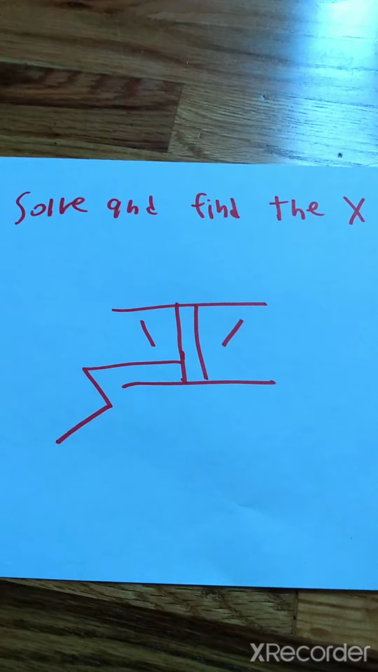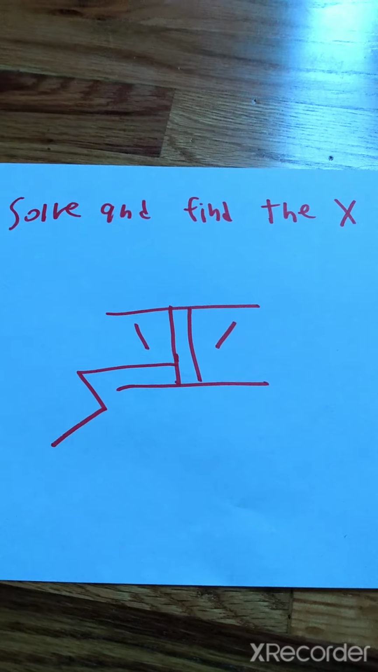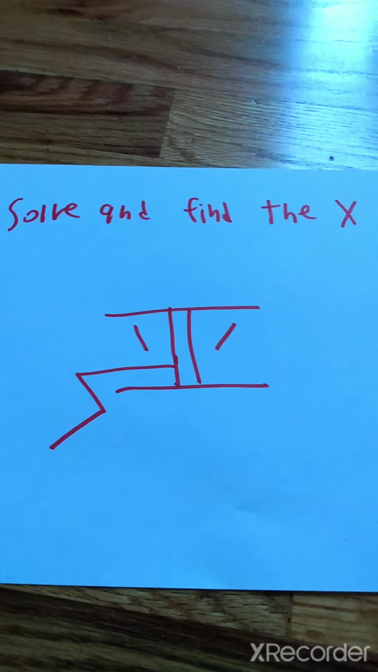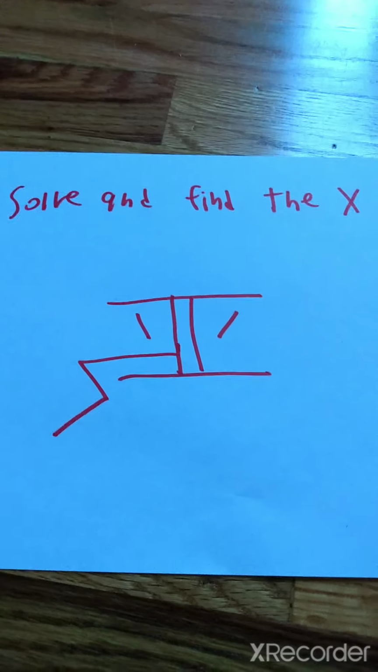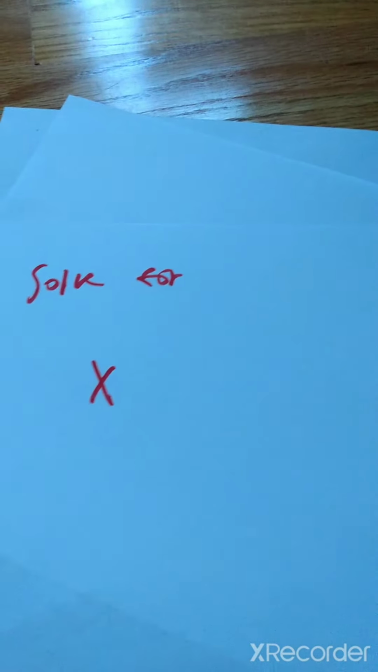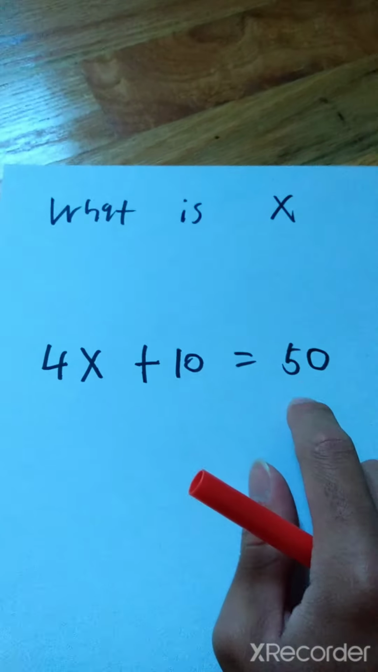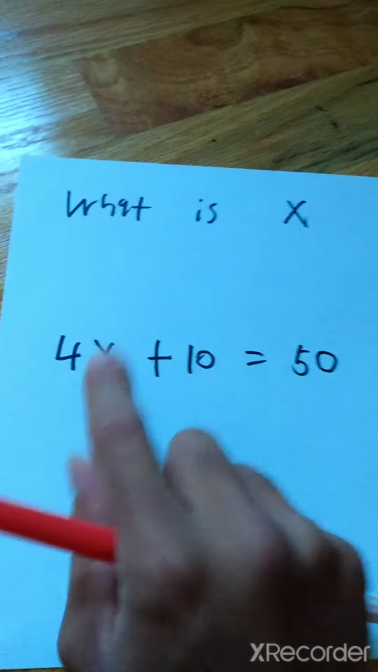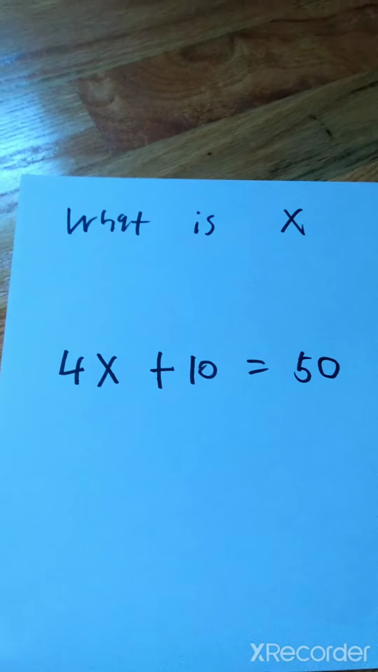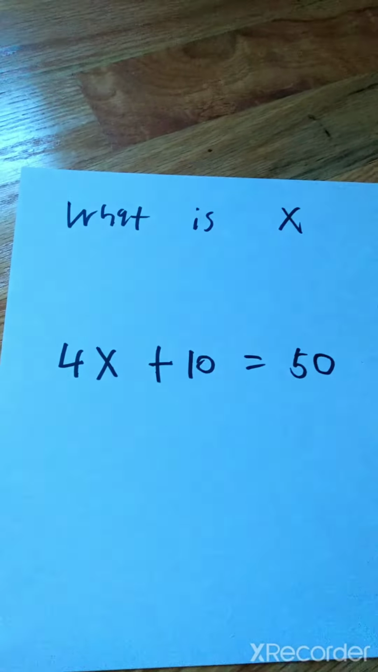What we're going to be doing is solving and trying to find what x is. In this video, we're basically doing algebra, because when you're doing algebra, you'll mostly be asked to solve for x. So, the main question is, what is x in this equation? We have 4x plus 10 equals 50. What does the x represent? That's what we're going to be doing in today's video, finding out what it is.